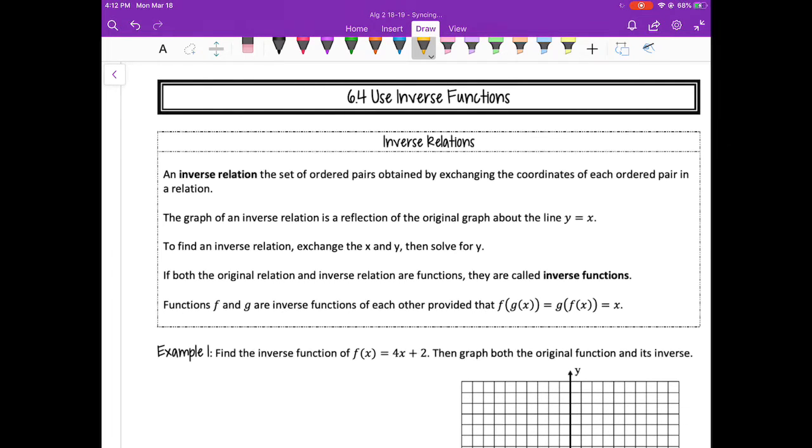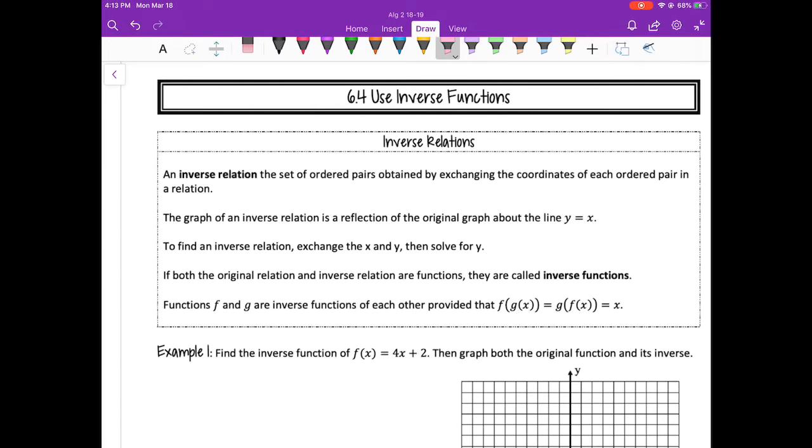Alrighty, so section 6.4 is all about what are called inverse functions. Well, let's talk about inverse functions. We first remind ourselves of what a function is. A function has exactly one output for every input, or remember, no input values repeat. So more generically, we talk about inverse relations, which means you might have some repeating output values, and that's okay.